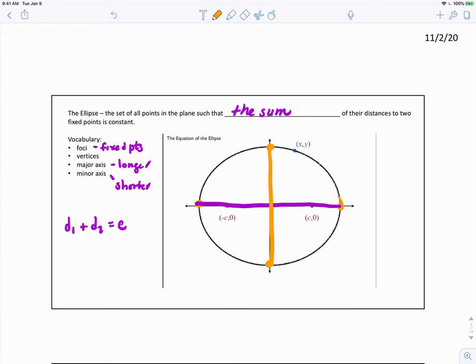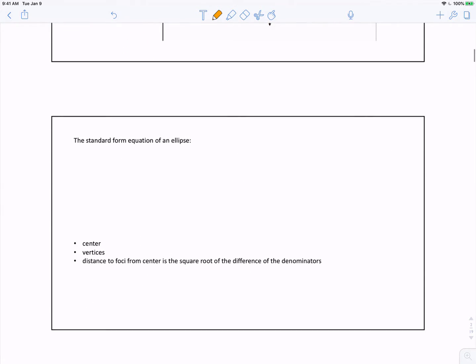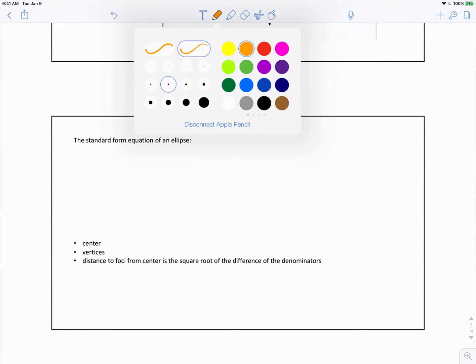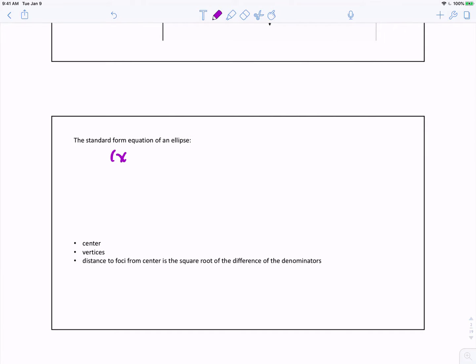All right. So in this section, we're going to be learning about how to graph ellipses and how to describe their important features. The standard form of an ellipse looks like this: x minus h squared over a squared plus y minus k squared over b squared is equal to 1. I'm not going to derive that for you, but you can look at the derivation of that formula if you're interested in your textbook.